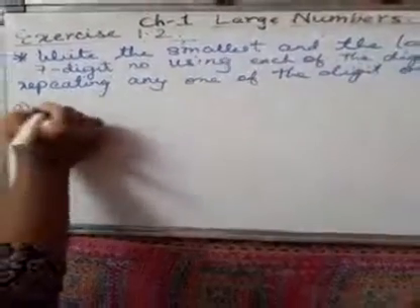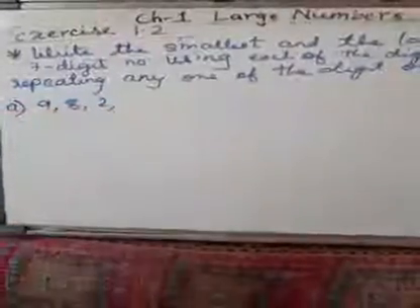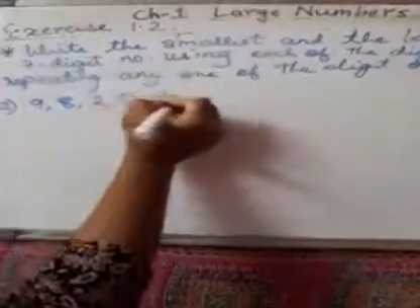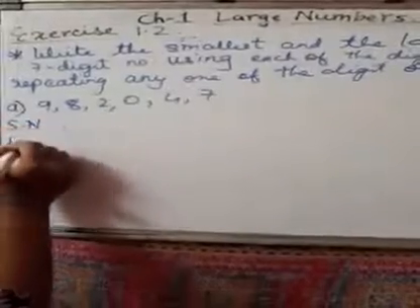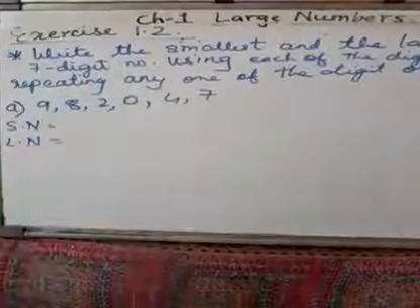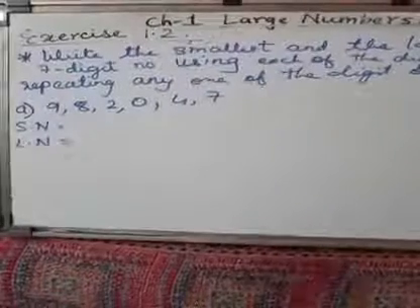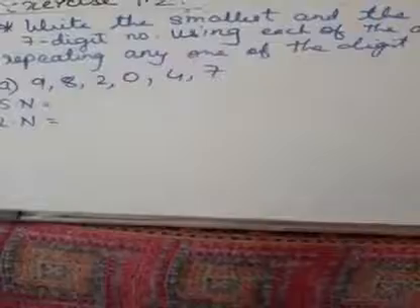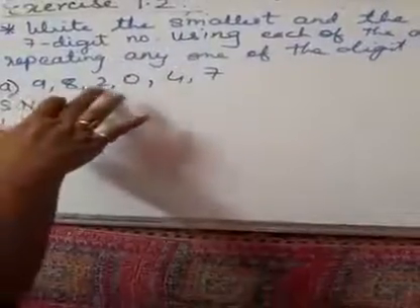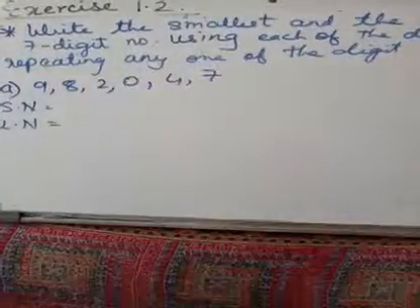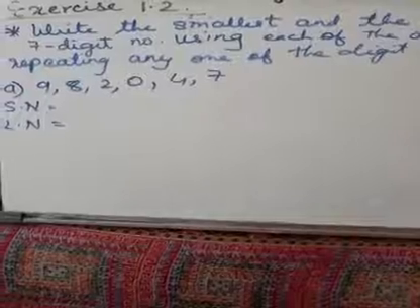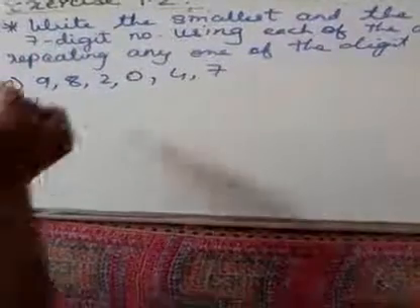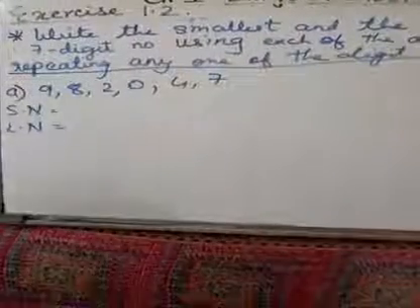So here the number is 9, 8, 2, 0, 4, 7. Okay. Now I want the smallest number as well as the largest number. Here we have to repeat a digit and make a 7-digit number. You have to count the digits over here: 1, 2, 3, 4, 5, 6. Correct? It is only a 6-digit number. We have to make it into 7 digits, but we can repeat any one of the digits only once. So how are we going to do this?